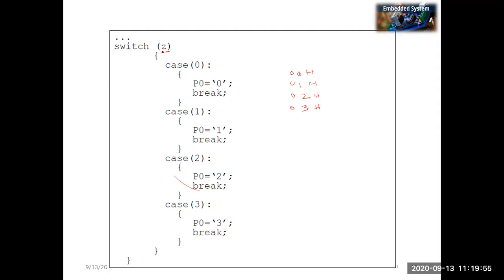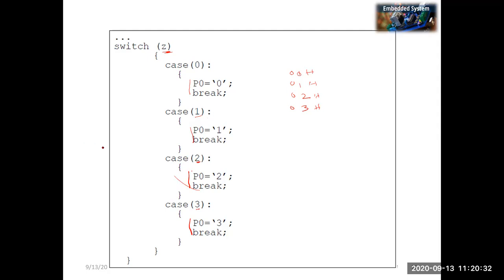Now this value in Z will get compared with these different cases. First, the value in Z is compared with 0. If it is 0, then this part of the program will be executed. If it is not 0, then it will get compared with 1. If it matches, then this part will be executed. If not, then it is compared with 2, and if a match is found, this part of the program will be executed. If not, it will get compared with 3, and if it matches, this part will be executed. If there is no match, no statements will be executed.